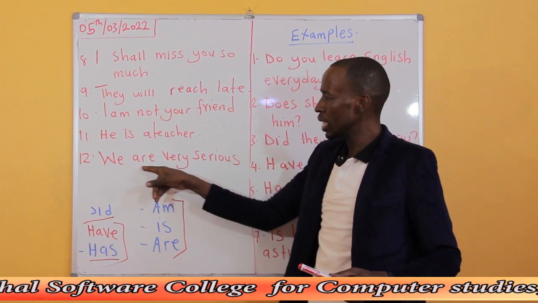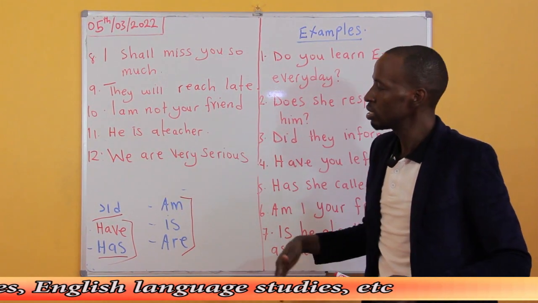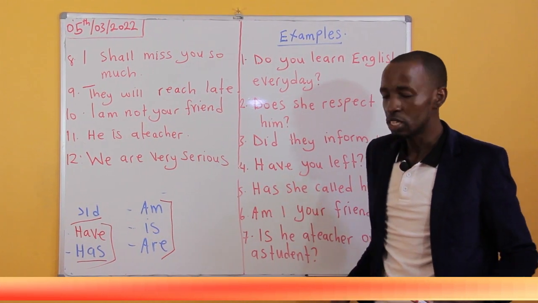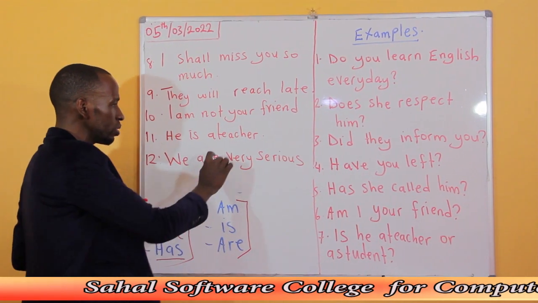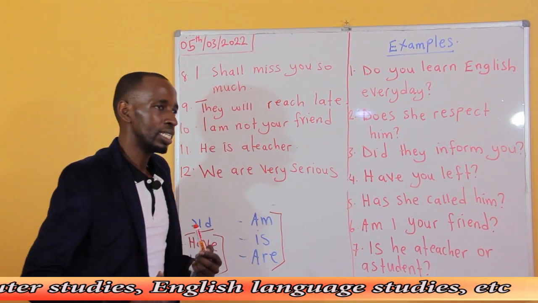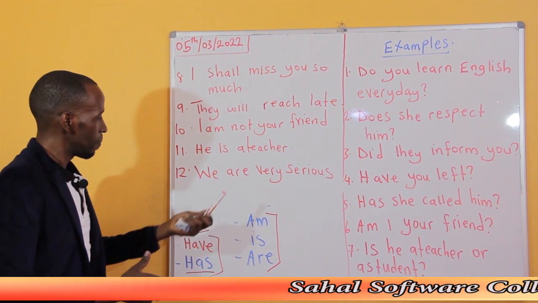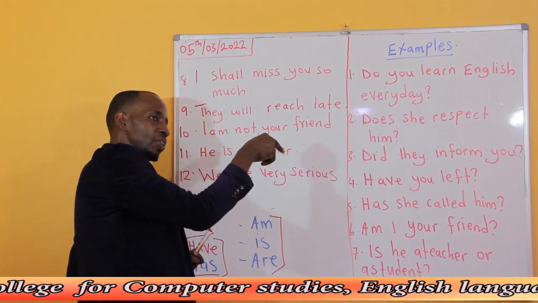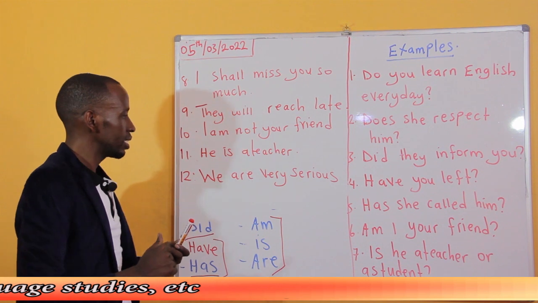So if I say we are very serious, this is a form of verb to be, and this is present simple. We are very serious. This is present simple. It is not continuous. Why? Because there is no verb. If you put the verb, then we can say we are not going to school, or we are sleeping, we are drinking water. That one we say is present continuous. But if there is a form of verb to be and there is no verb, then we take it to be reality. We take it to be the fact. So we have to understand that very well.